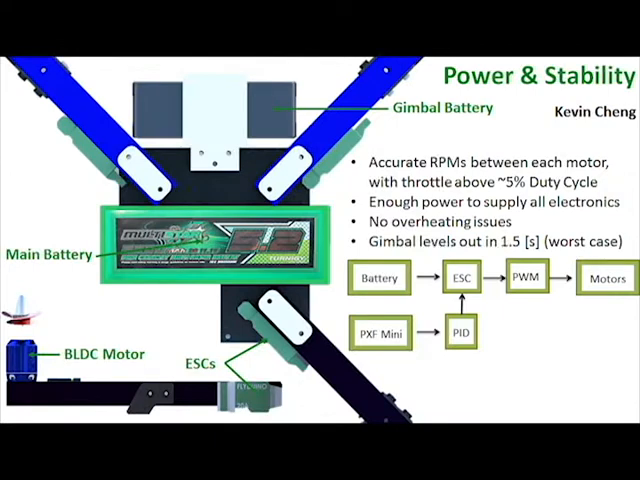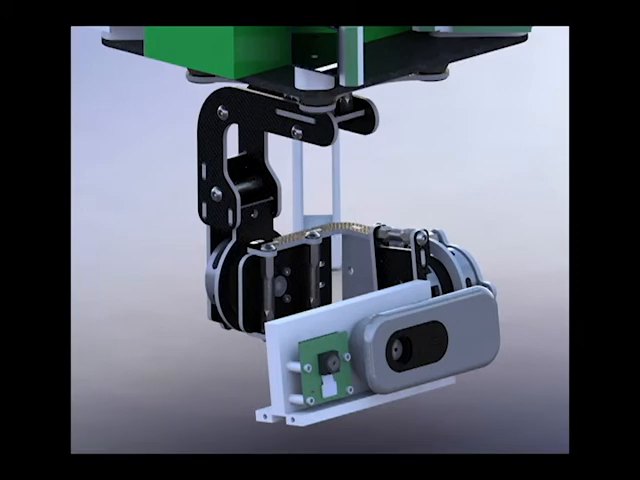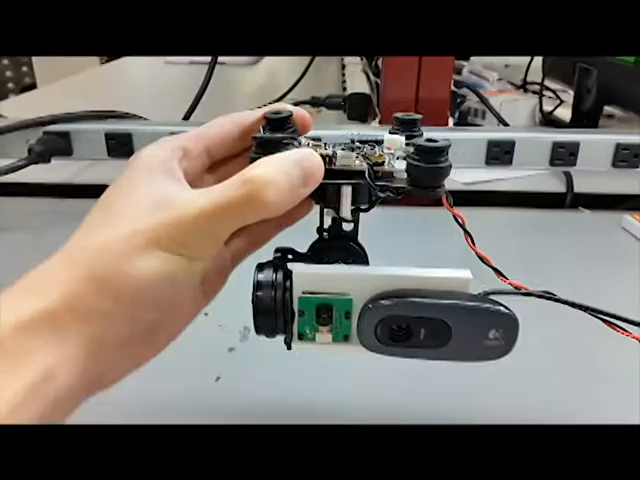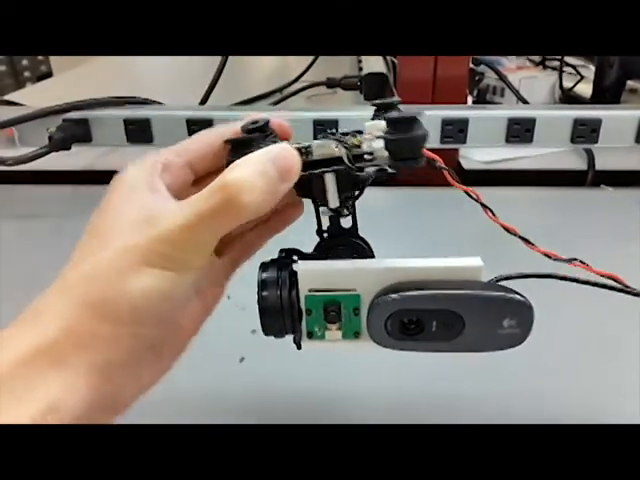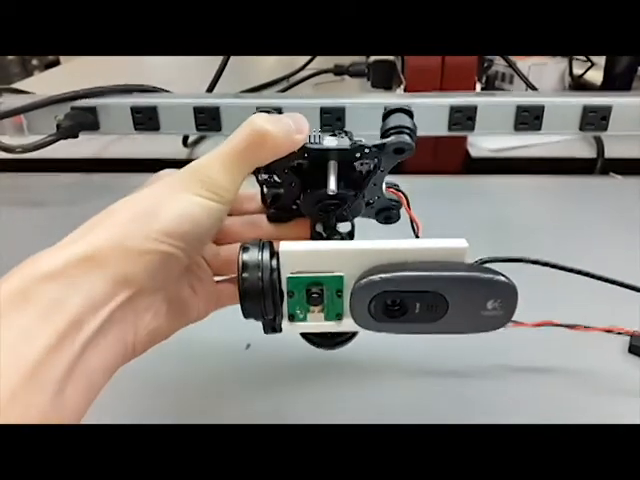The Power and Stability Subsystem's battery will ensure that all electronics on the drone have sufficient power, and the ESCs will ensure that the motors are receiving the proper PWM signals. The gimbal will reduce vibrations caused by the motors and automatically adjust orientation so the camera is at a consistent angle relative to the target. As you can see, the gimbal will compensate for any instability the quadcopter will experience during flight.